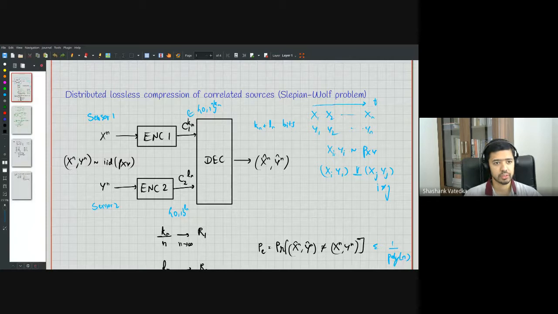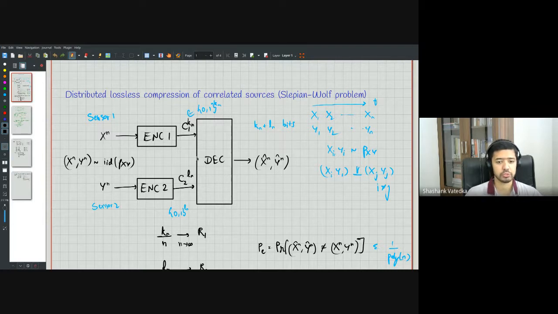So in the previous class, we were talking about distributed lossless compression of correlated sources. So we looked at the two user problem or two source problem where you have two different files, xn and yn, which are correlated with respect to each other. They're IID across the i's, that is the components of the vectors are all IID, but xi and yi are correlated with respect to each other.